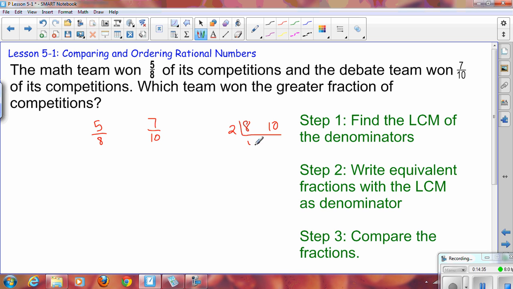They're both even, 4 and 5, so it's 2 times 4 times 5. 2 times 4 is 8, times 5 is 40, so our bottom number is going to be 40. Some of you may have already known it was going to be 40, and that's fine. Okay, to get to 40, it's 8 times 5, right? So 5 times 5 would be the top number, which is 25. To get to 40, we multiply 10 by 4. So we're going to multiply 7 by 4 to get our top number, and that's 28. 28 is greater than 25. Therefore, 7/10 is greater than 5/8.